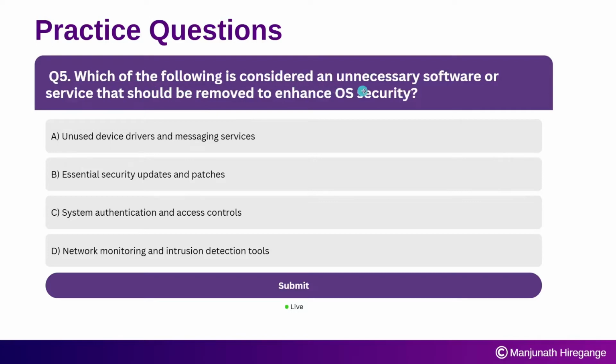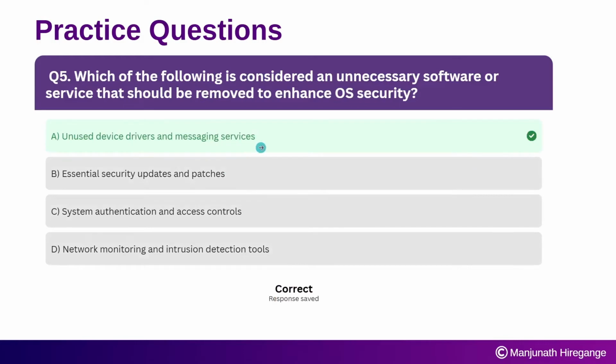Which of the following is considered an unnecessary software or service that should be removed to enhance OS security? Unused device drivers and messaging services, essential security updates and patches, system authentication and access controls, network monitoring and intrusion detection tools. So the right answer is A, unused device drivers and messaging services.